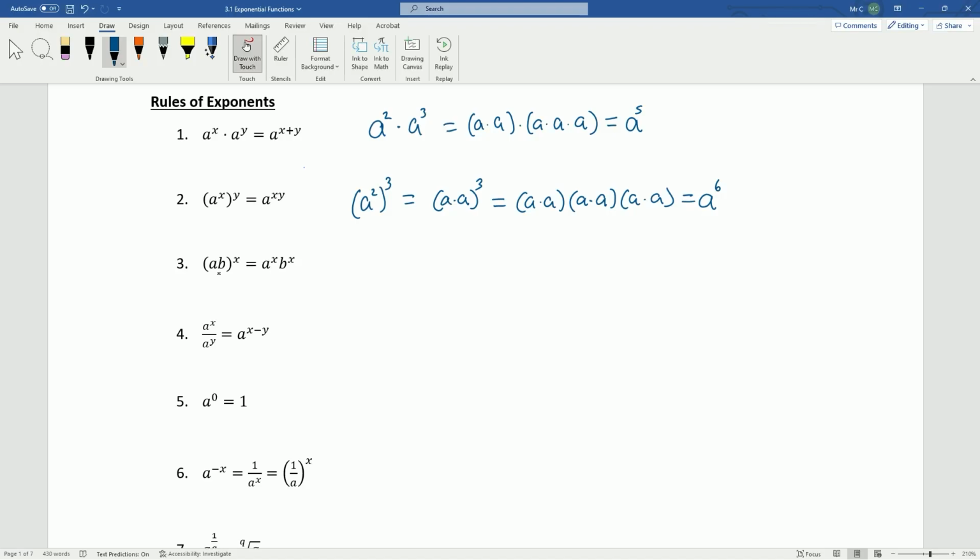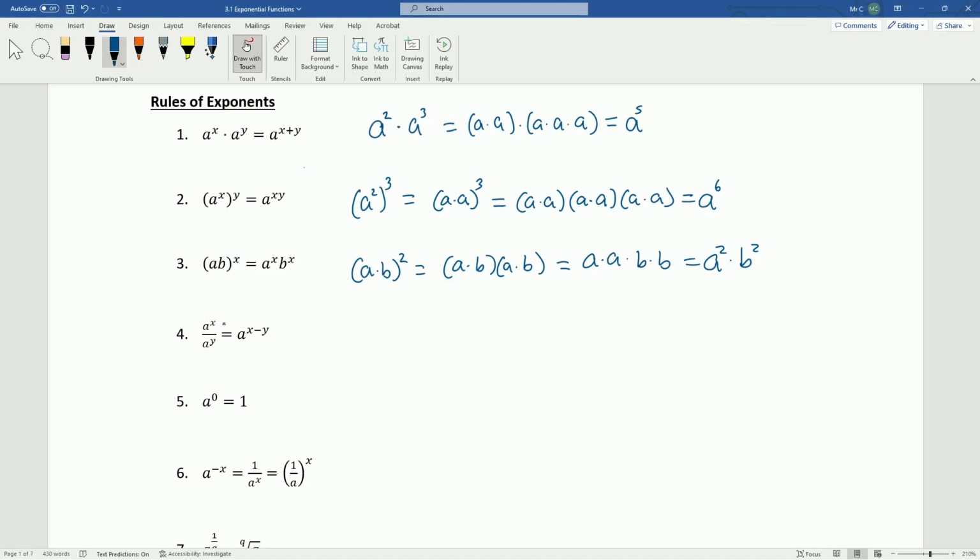Okay, now we've got a times b all to the x power equals a to the x times b to the x. So this rule essentially says we can multiply in any order. So what do I mean by that? If I have a times b squared, that's really a times b multiplied by a times b. But I can multiply in any order, so I can multiply the 2 a's first and the 2 b's second, and that gives me a squared times b squared. So that's all this law says, is that you can multiply in any order. So if you're raising both of these products to the same exponent, you can split that exponent up across the 2 expressions.